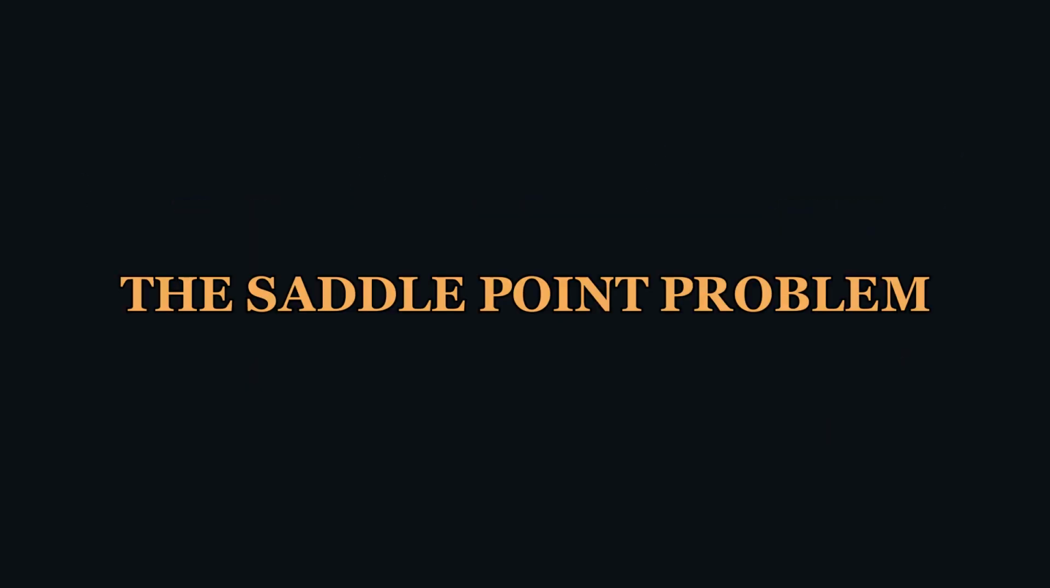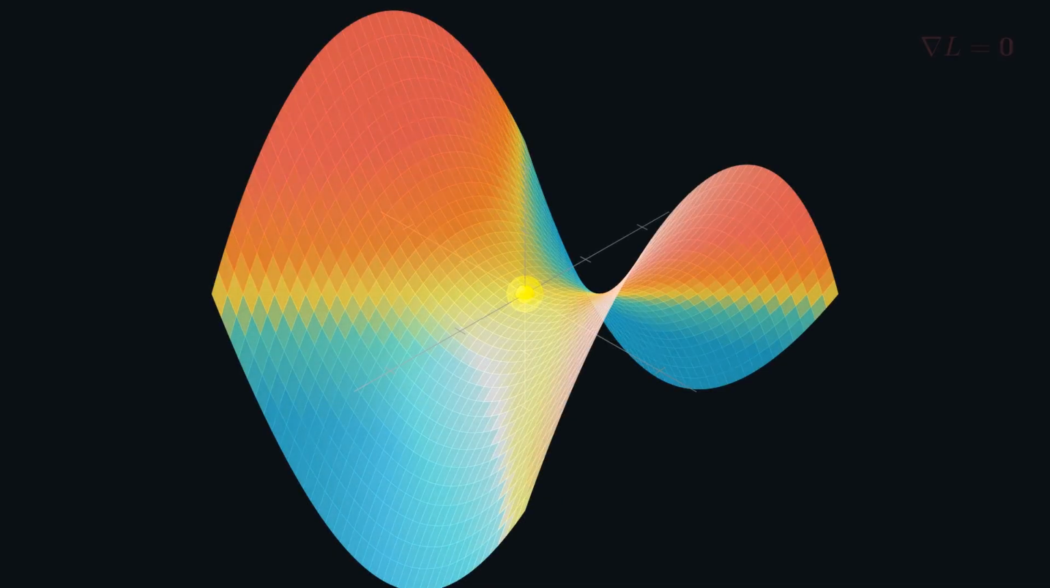Remember our stuck dot from the opening? This is a saddle point. The gradient here is exactly 0. 0 in the x direction, 0 in the y direction. As far as the gradient can tell, we found a flat spot, but it's not a minimum.